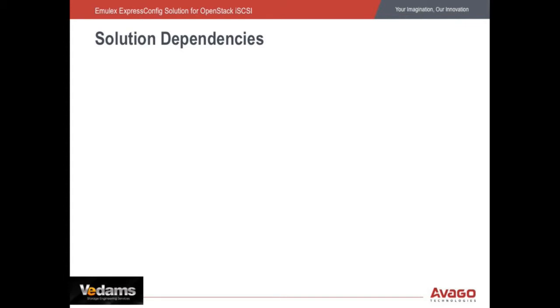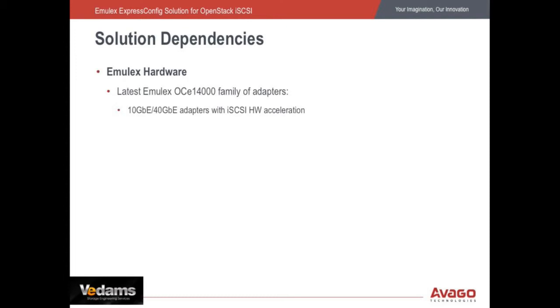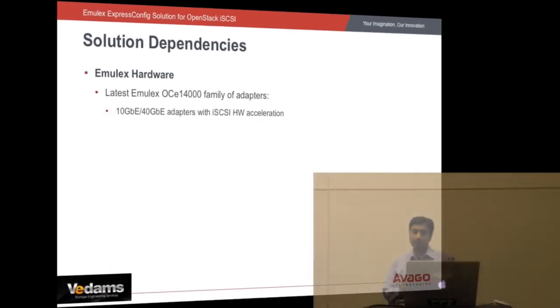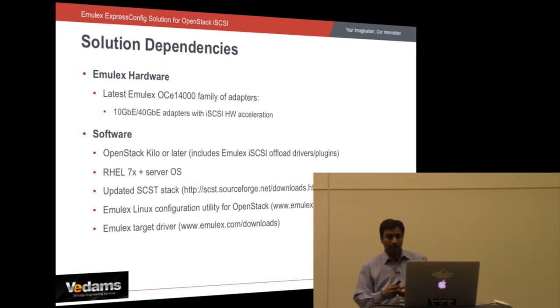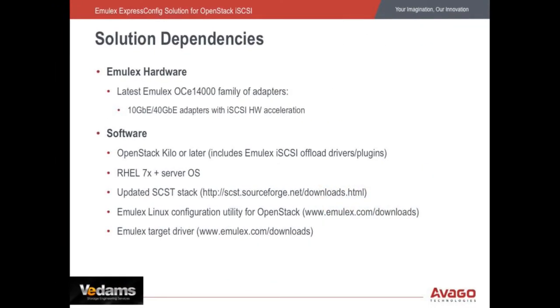And so in order to integrate this solution in your environments, you would need the Emulex hardware. This is the OCE 14000 family of adapters, which supports 10 gig Ethernet, and I think, coming soon, they have even 40 gig Ethernet adapters with iSCSI hardware acceleration. So this will be the hardware. It can be set up in either target mode or initiator mode. And these are the software packages that need to go with this hardware solution.